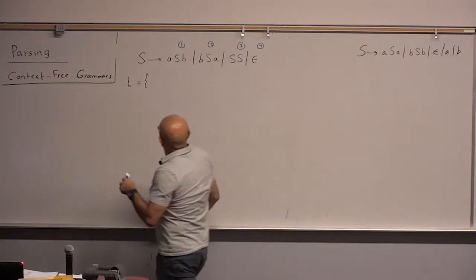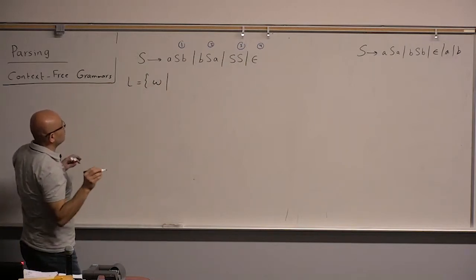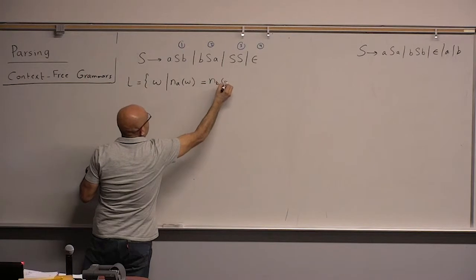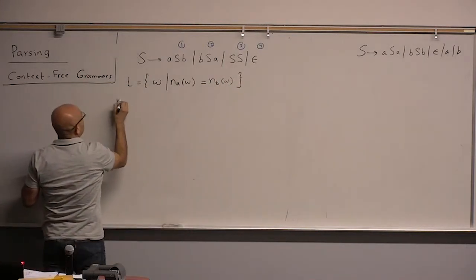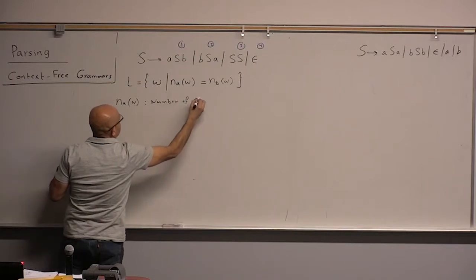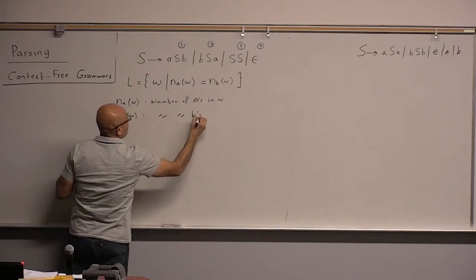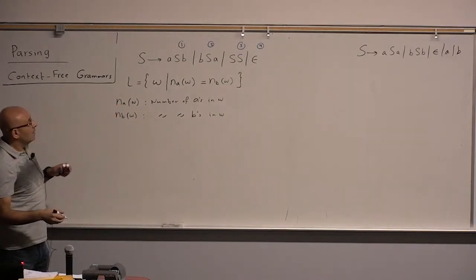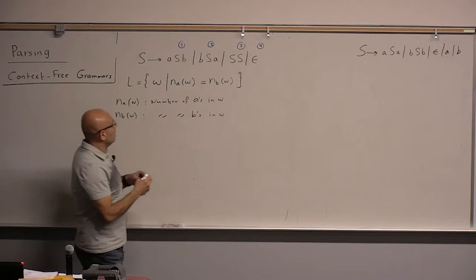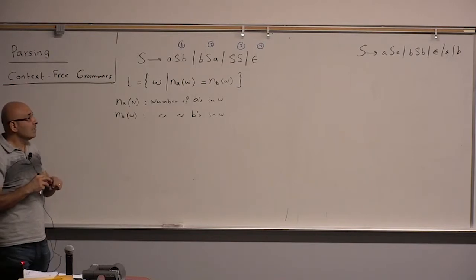Okay, so this language is the set of strings W such that NA of W equals NB of W. We define NA of W as the number of A's in W, and of course NB of W is the number of B's in W. So it's the language in which the number of A's is equal to the number of B's.